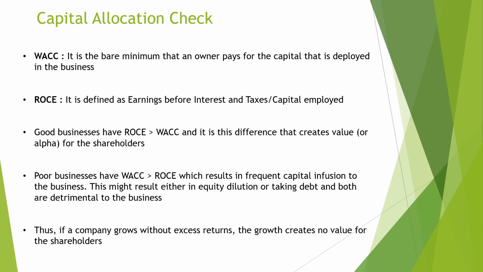Before we get into the details, or before we check whether the managers or the CEOs are allocating the capital wisely in a business, first we need to understand a few key terms that are important in this aspect. Those are weighted average cost of capital, which is represented by WACC, and the second one is return on capital employed, or ROCE. So WACC is nothing but the bare minimum, or the cost of capital, that an owner has to pay for deploying capital in a business.